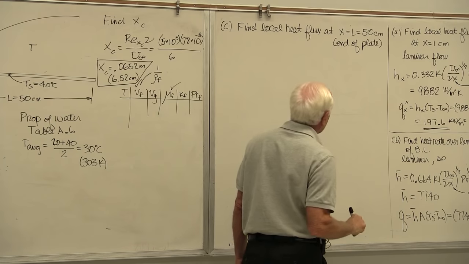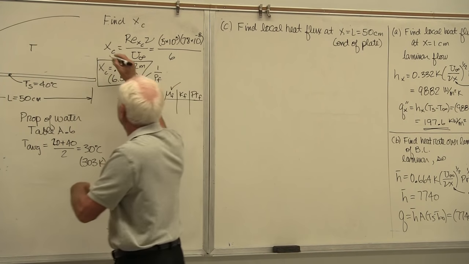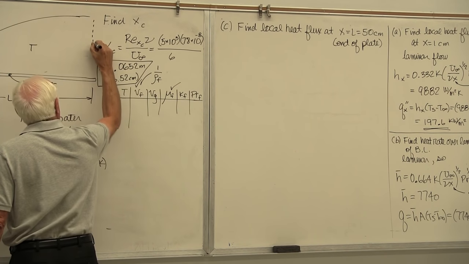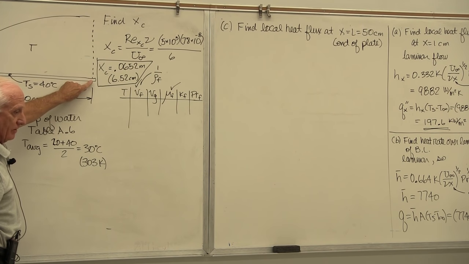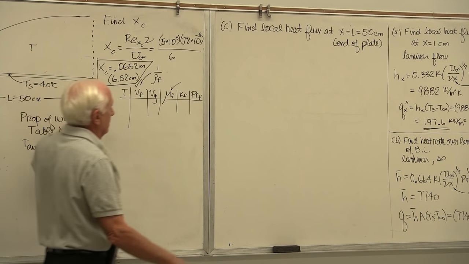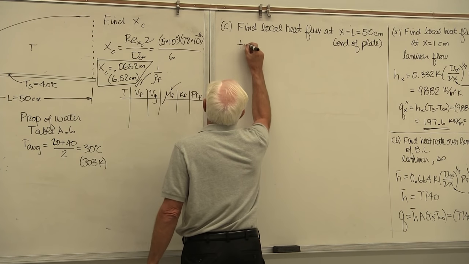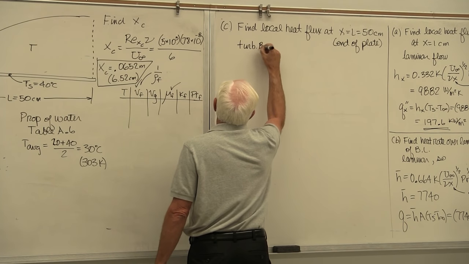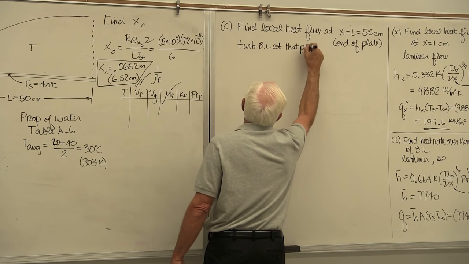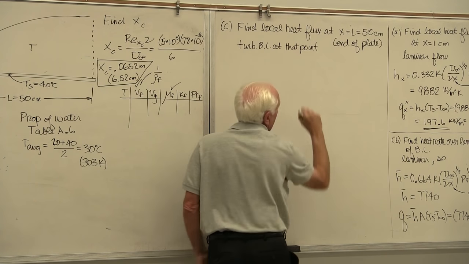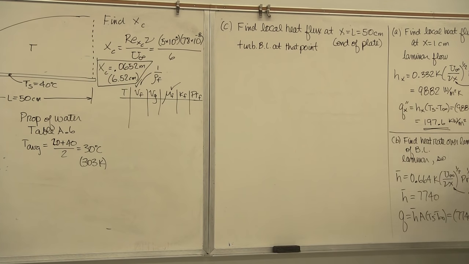Okay, that's right here. I want to find the local heat flux right where my finger is into the plate. What's the boundary layer there? Turbulent. Okay, turbulent.